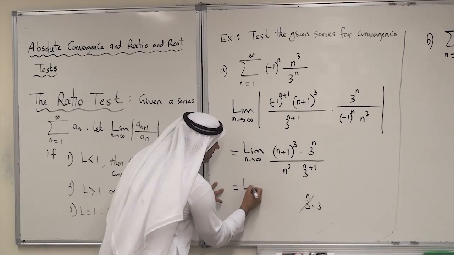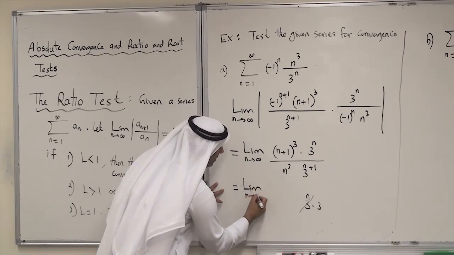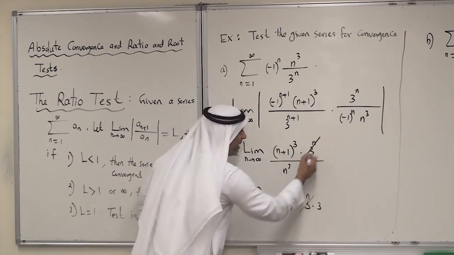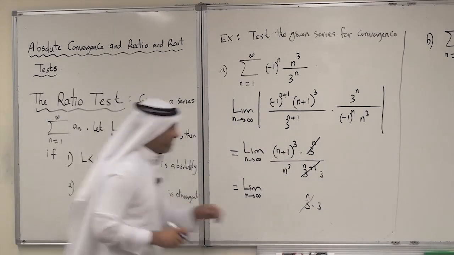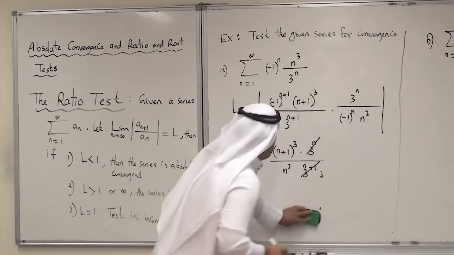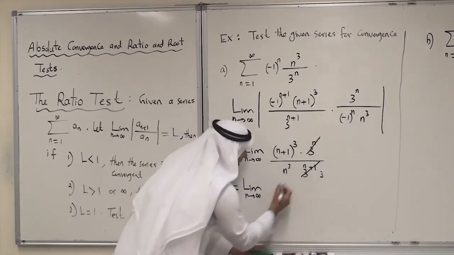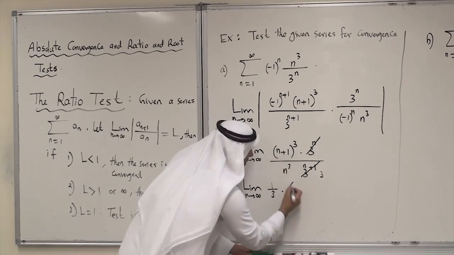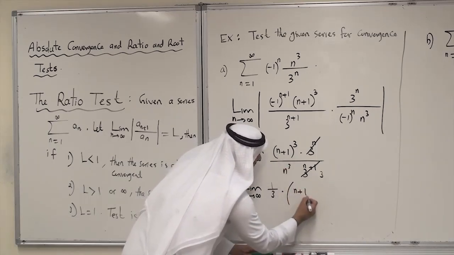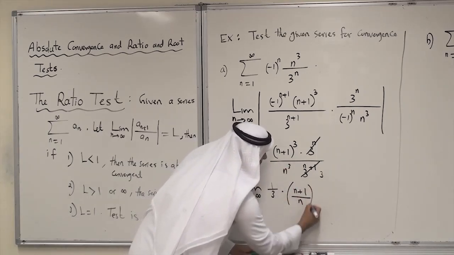So what we have is the limit as n goes to infinity. I will now simplify these two, and 3 will survive here. So what do we have? We have 1 over 3 times, now combining these two together, (n plus 1) all over n to the power 3.